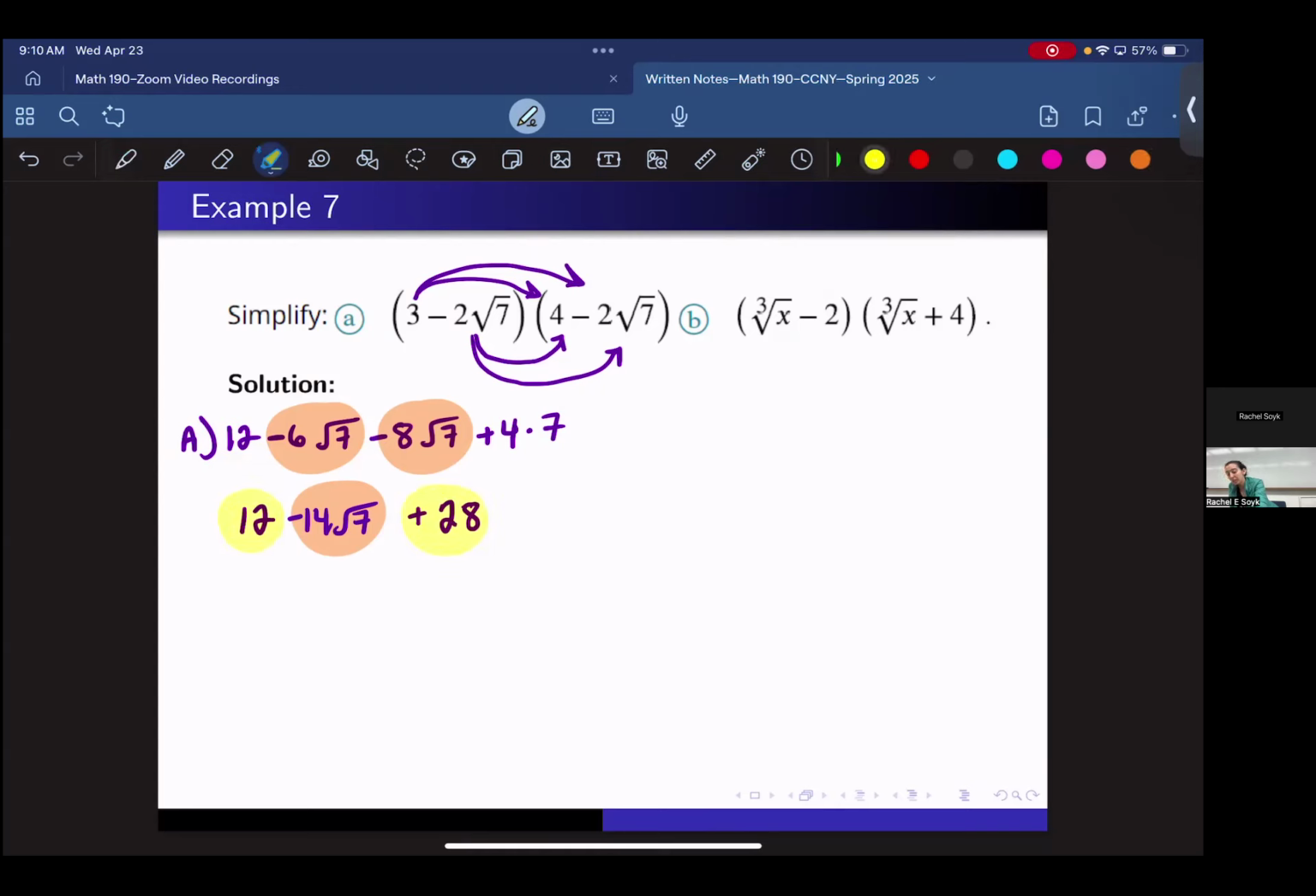Yeah, 12 plus 28 gives you. Yeah, so our final result is 40 minus 14 square root of 7. And we're done.